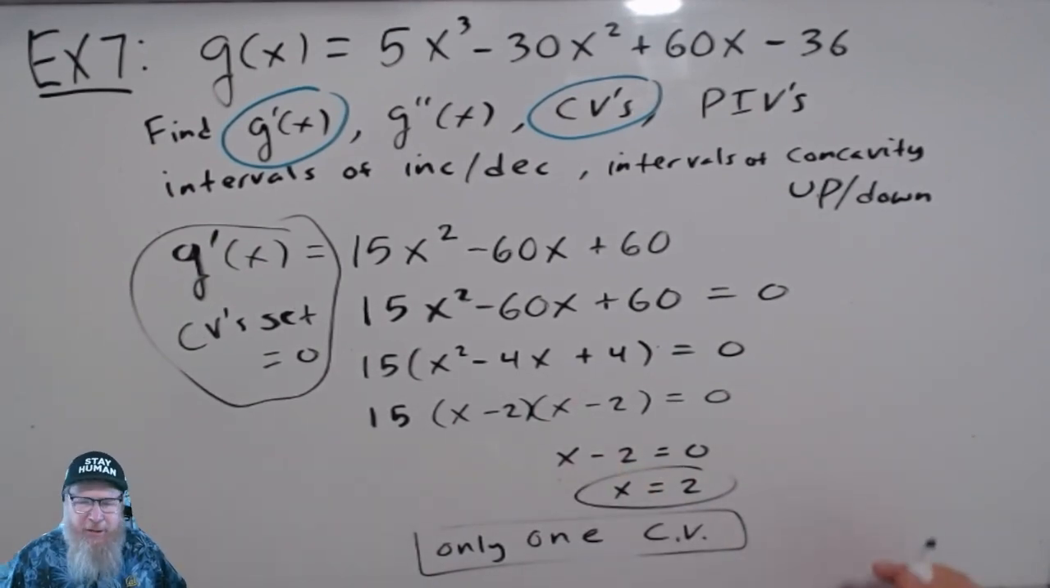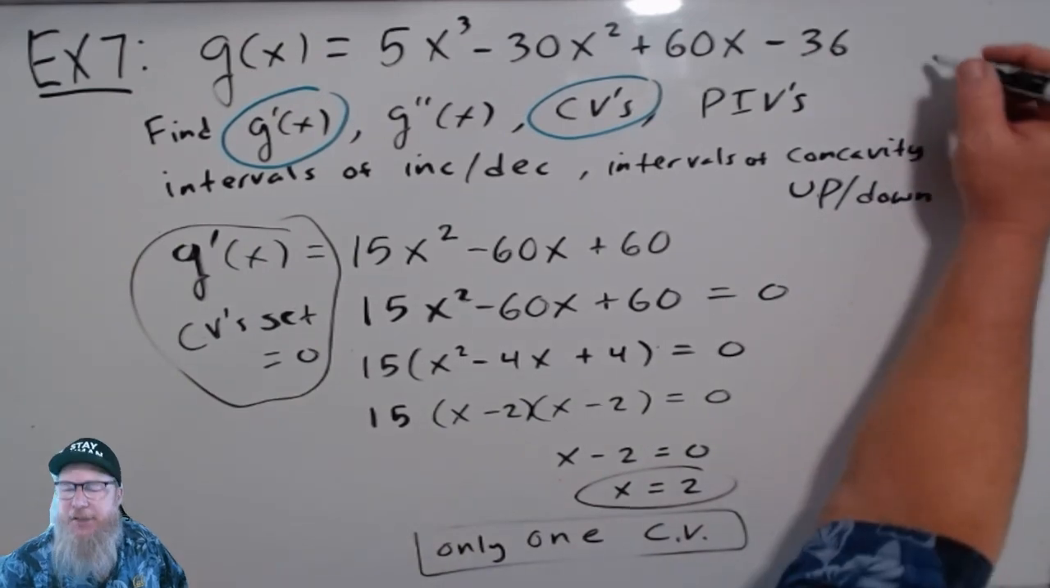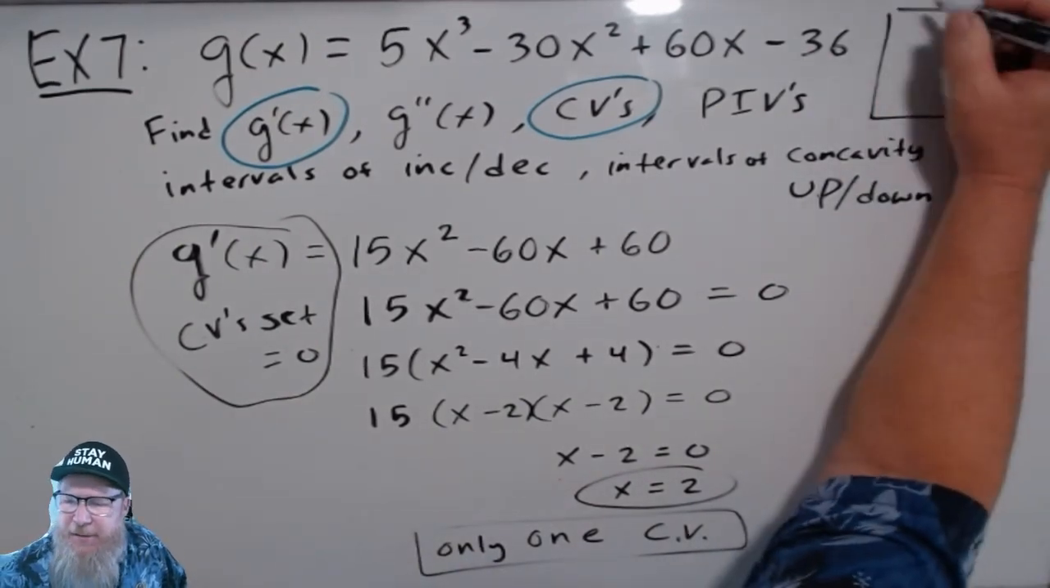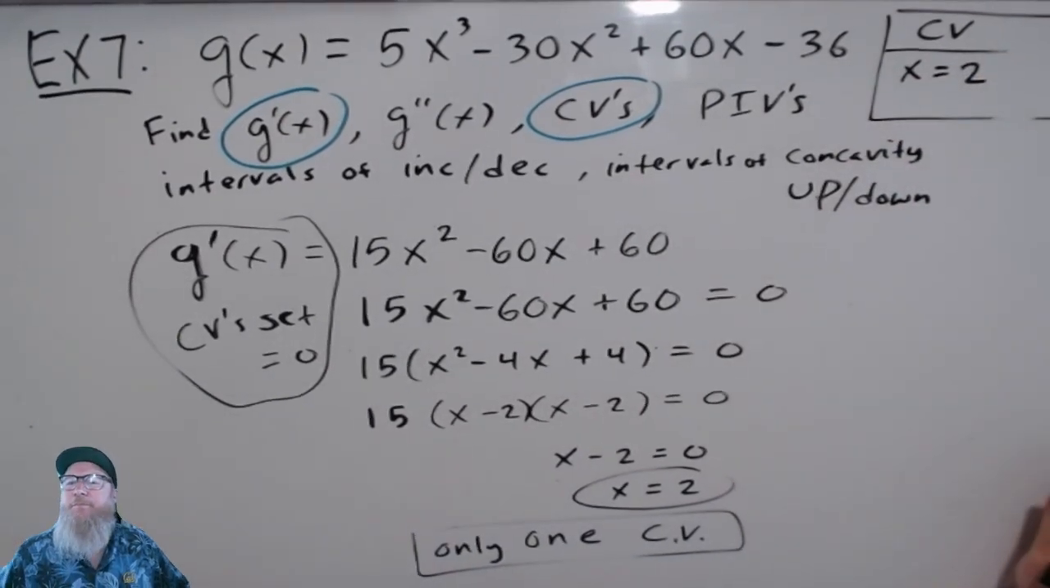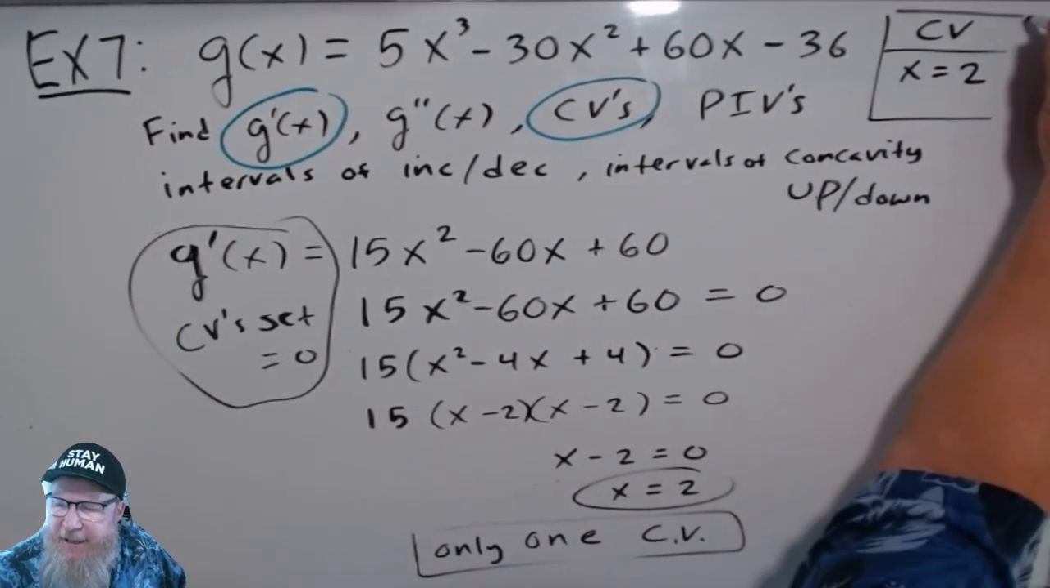Okay, so we have one critical value. I'm going to sort of document everything we have up here. So we have a CV x equals 2. That'll be our sort of save for later list.